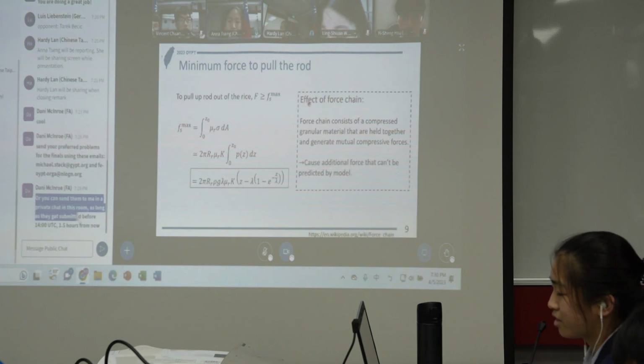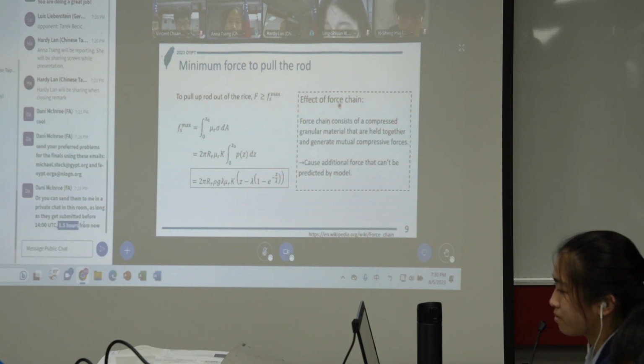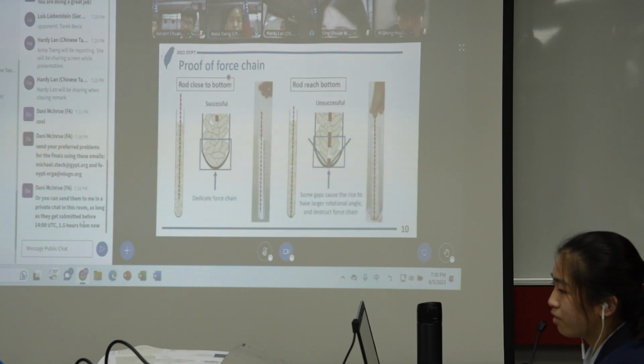And since the rice is a kind of granular material, we need to consider the effect of force chains. A force chain consists of compressed granular material that is held together, and it will generate mutual compressive force. So it will cause additional force that can be predicted by our theoretical model. Here is a proof of a force chain.